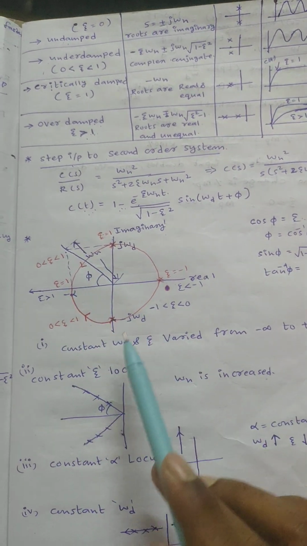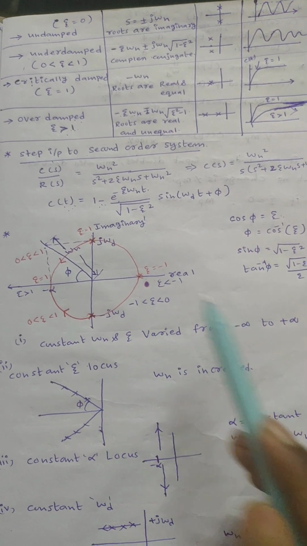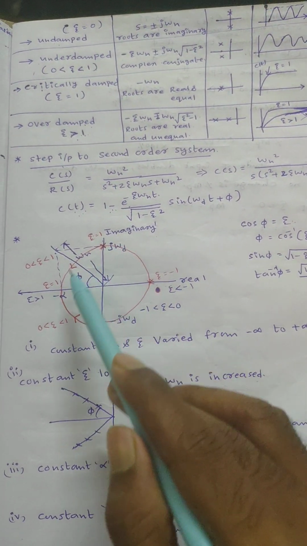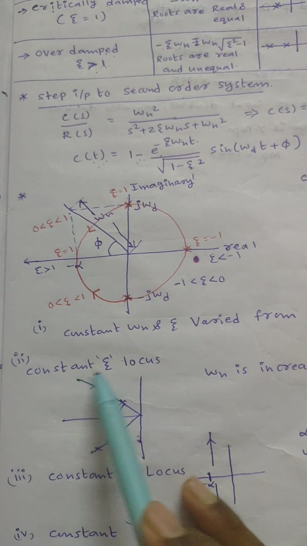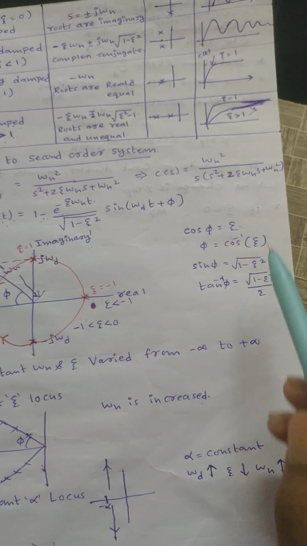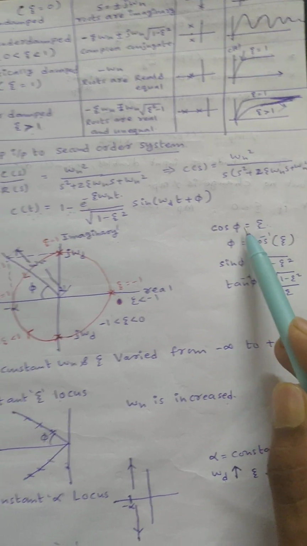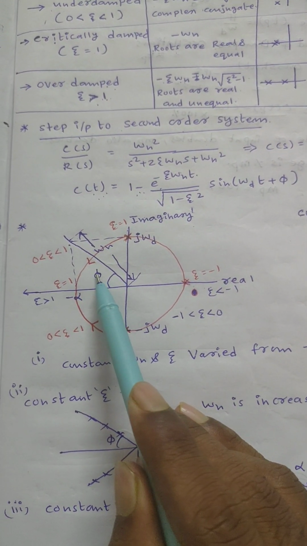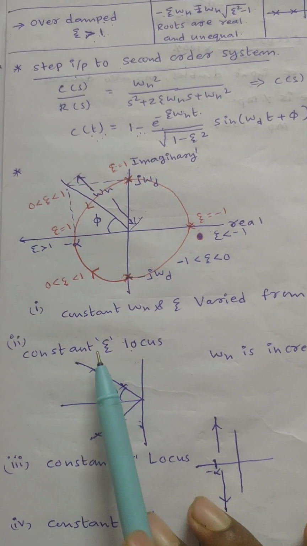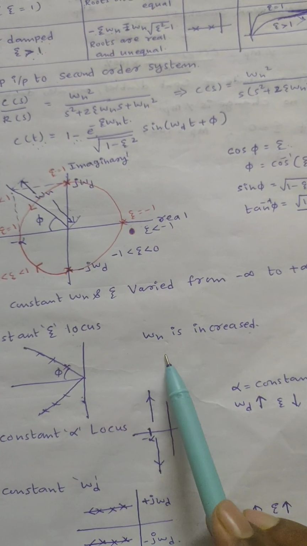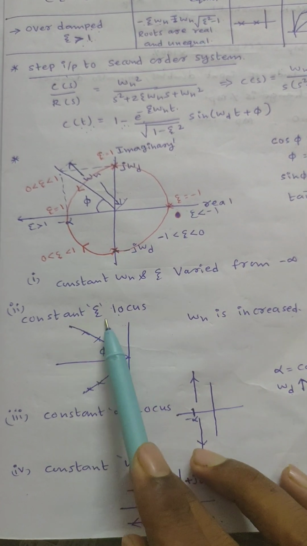In this case omega n is constant and zeta is varied from minus infinity to plus infinity. We will get a graph like this. First is the constant zeta locus. In the case of constant zeta, the phi value should be constant, meaning this angle should be constant. When this angle is constant, the omega n value increases. That means in the constant zeta locus, only the omega n value increases.